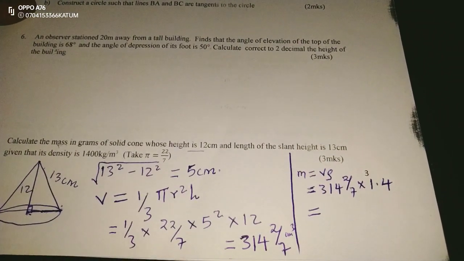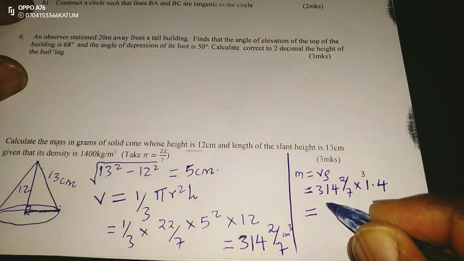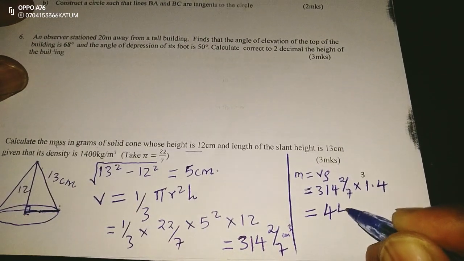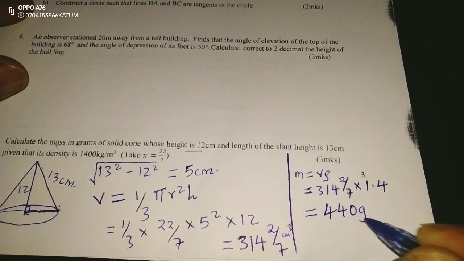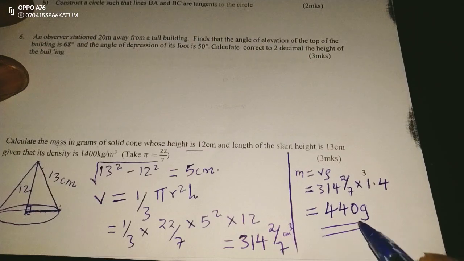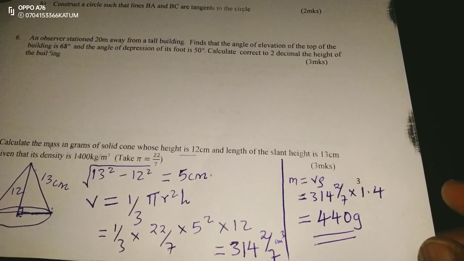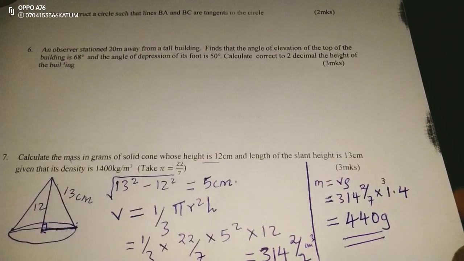Therefore, when we multiply by 1.4, now we will find ourselves having the mass as exactly 440 grams. So that is how we get the mass in grams of this solid cone.